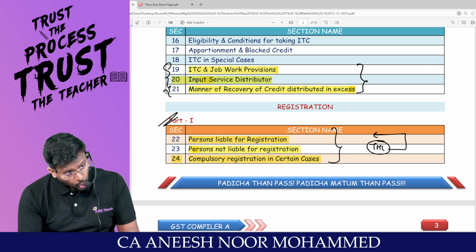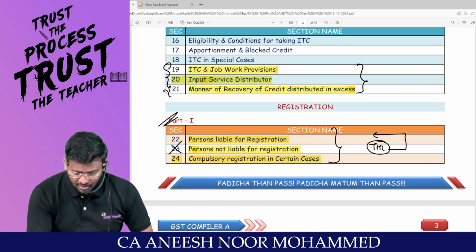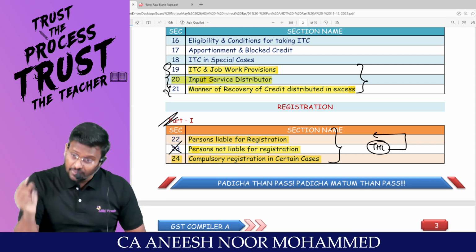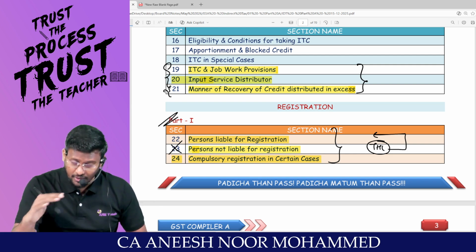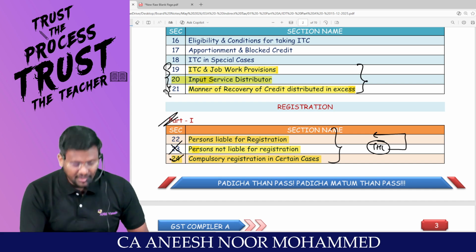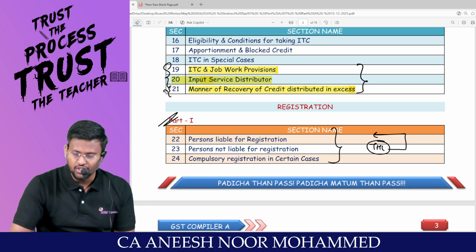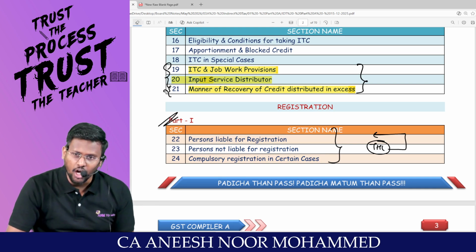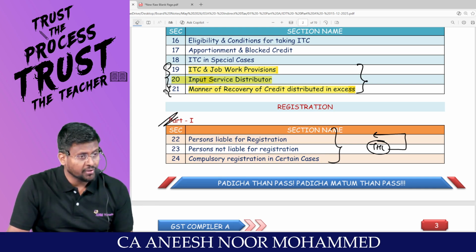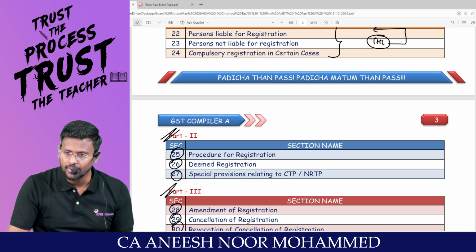Sir, even though your turnover exceeds the threshold limit, you may not be liable to take registration. Even though your turnover does not exceed the threshold limit, registration may be compulsory. So what is section 22? Person liable for registration. Section 23: person not liable for registration. Section 24: compulsory registration. Are you with me?